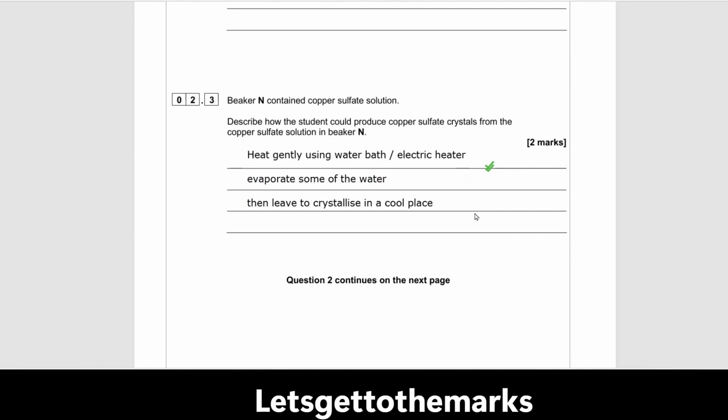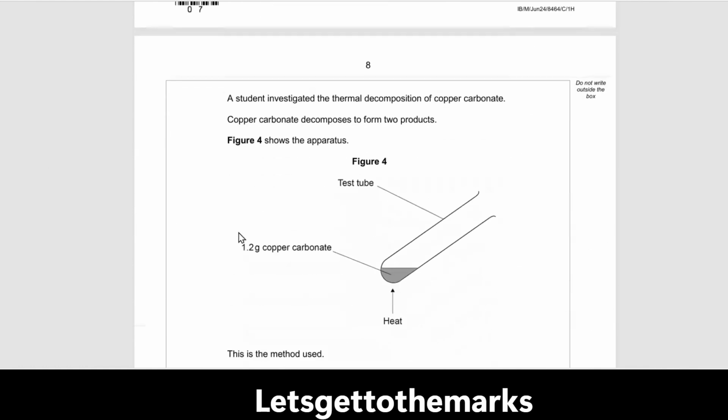The key words here are evaporation and crystallization. They're slightly different processes. With evaporation, you're heating the water so it goes. Crystallization, once a few crystals form, more crystals come out of the water. So you're just leaving it to the side for more crystals to form. All right, let's go.